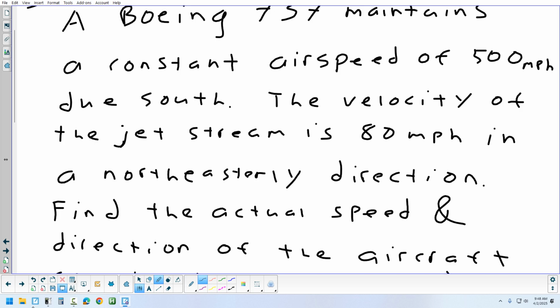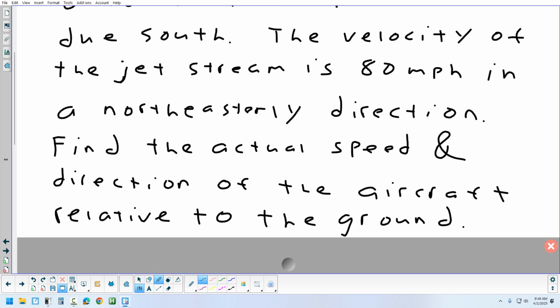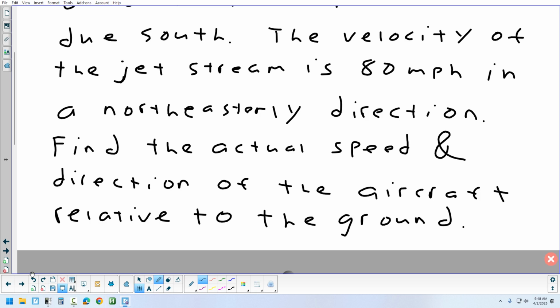If you hear the weather, like they say the winds are out of the west this afternoon, that means they're blowing to the east, from the west to the east. But this one states it pretty clearly. The jet stream is blowing in a northeast direction. It says to find the actual speed and direction of the aircraft relative to the ground. We're going to just probably do the speed. We're not going to do the direction. The direction would involve finding an angle.